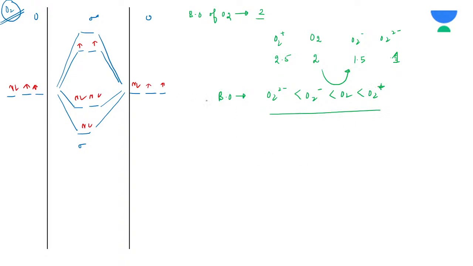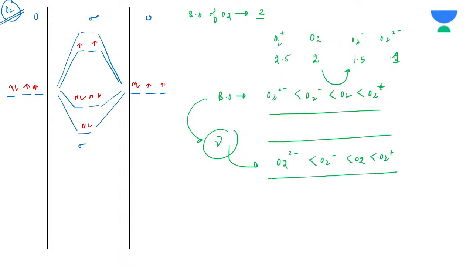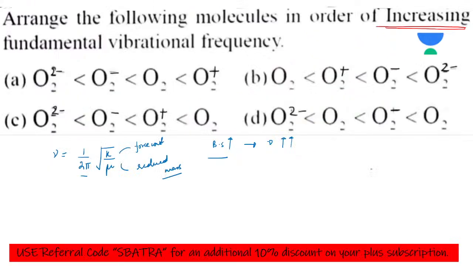So can I say bond order is directly proportional to fundamental frequency? Can I say that, guys? Definitely it's directly proportional to fundamental frequency, right? So the fundamental frequency order is going to be the same: O2 2 minus, O2 minus, O2 and O2 positive. So this is going to be your correct order for fundamental frequencies. I hope this is clear to all of you, and the correct answer is option number A.